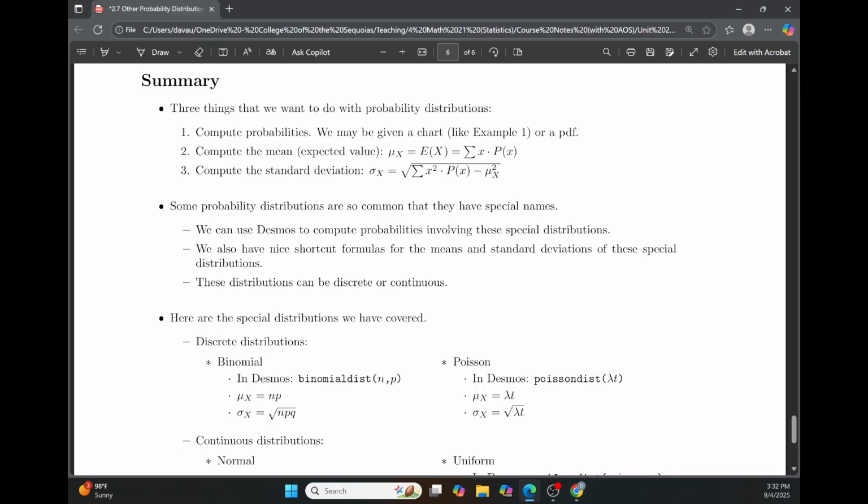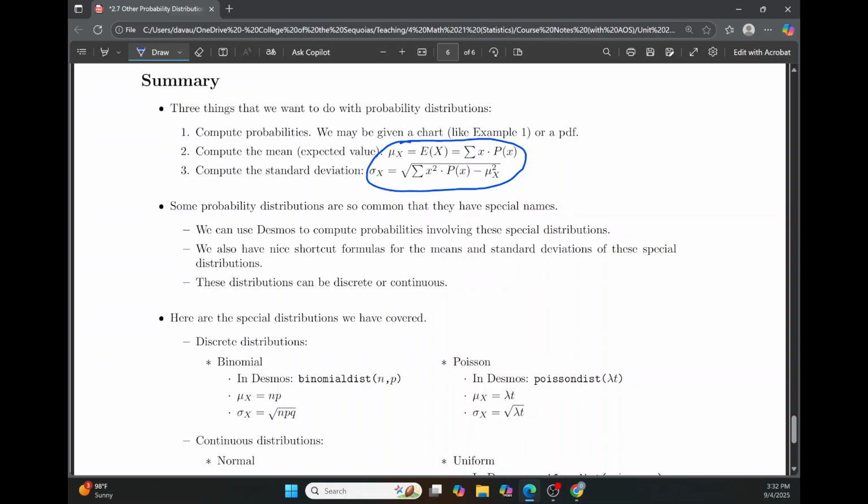The second thing we want to be able to do is compute the mean, and the third thing we want to be able to do is compute the standard deviation. These are the formulas for those things in general. They're nasty formulas. We don't really like to use them if we can avoid it. And so if we can be more specific about the kind of variable we have on our hands, then we can use shortcuts. And here are the shortcuts that we've talked about.